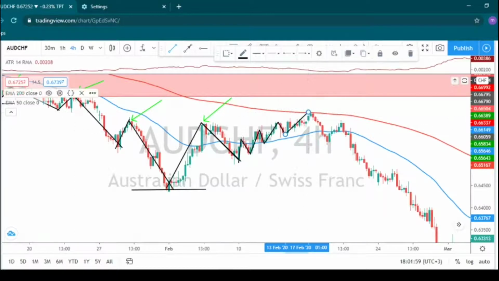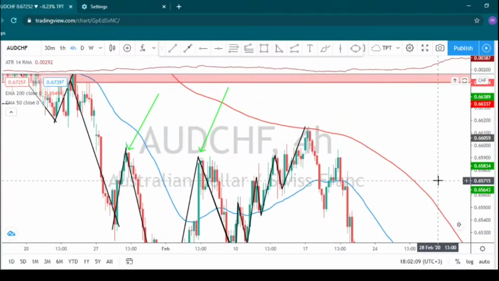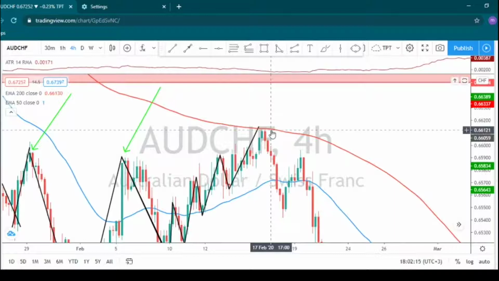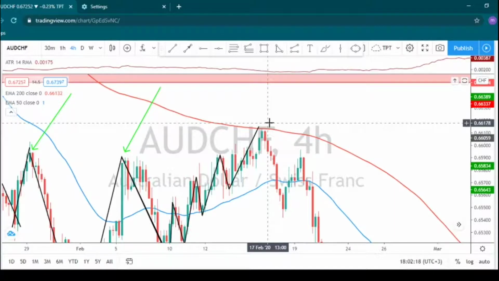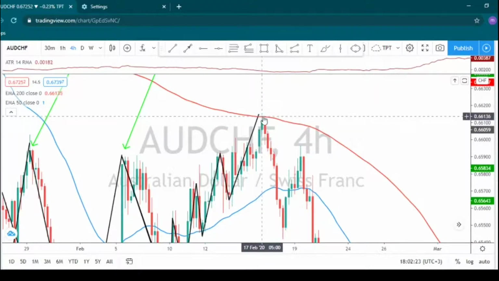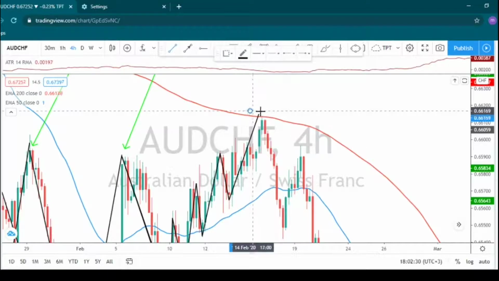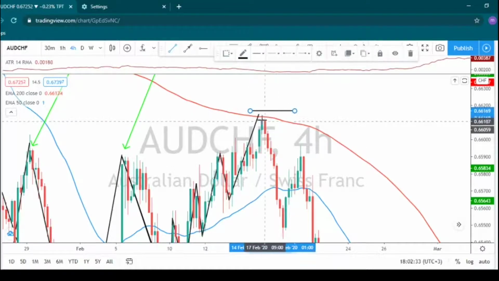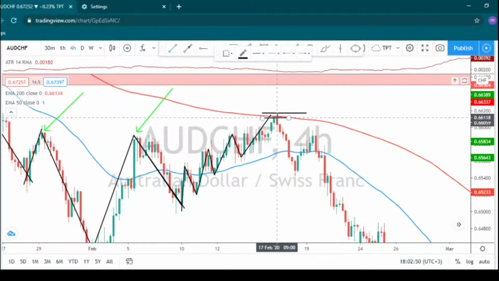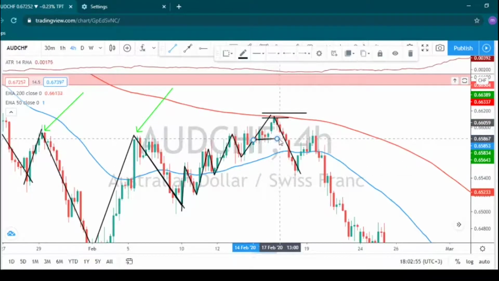touched the 200 EMA. In our rule number 3, the market can touch the 200 EMA but should not close above or below the 200 EMA. In this case, the market has touched the 200 EMA but did not close above the 200 EMA. Instead, it closed here below the 200 EMA. So this is valid. Now, what are we looking for? We're looking for a market to make a lower low that closes below the previous level of support.